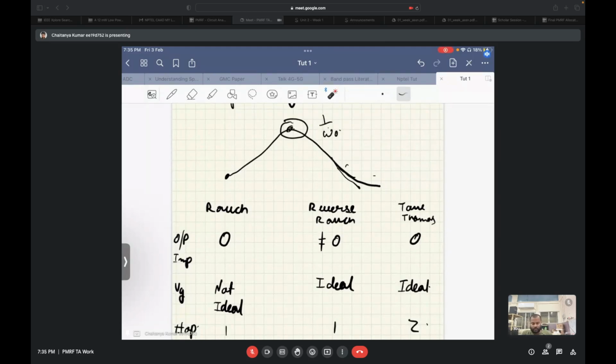So if your application can handle a non-ideal virtual ground, but you need a zero output impedance, you should go with a Rauch structure. If your application can handle non-ideal output impedance, however, you need an ideal virtual ground, you will go with a reverse Rauch structure. But if you want both the output impedance as zero and an ideal virtual ground, you should go with a Tow-Thomas structure, but the number of op-amps to implement it will increase. Hence, the power consumption of this structure will increase.